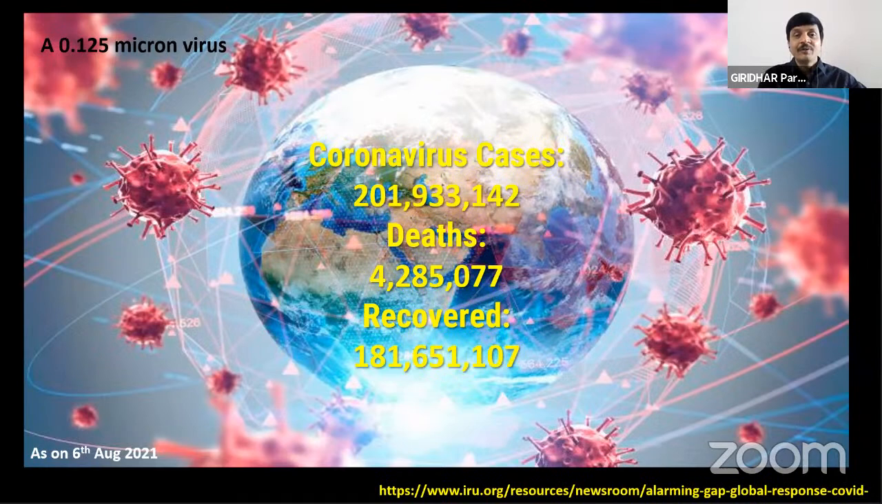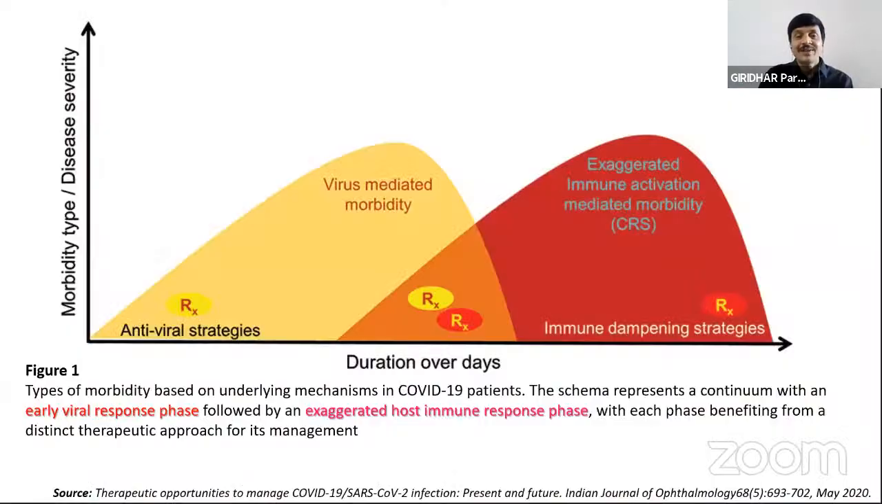human population? If you look at the global statistics as of yesterday, 6th August 2021, around 201 lakh people, approximately 20 crore people globally, were affected by this coronavirus, that is COVID, and more than 42 lakh people lost their lives. Of course, an equally good number, more than 18 crore people, have recovered from this. Being such a nanometer size particle, how come this virus particle containing an RNA genetic code is responsible for this devastation globally?